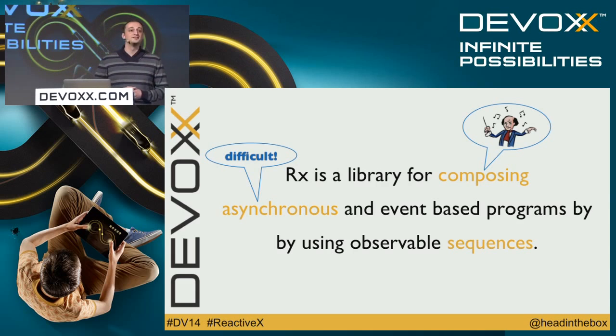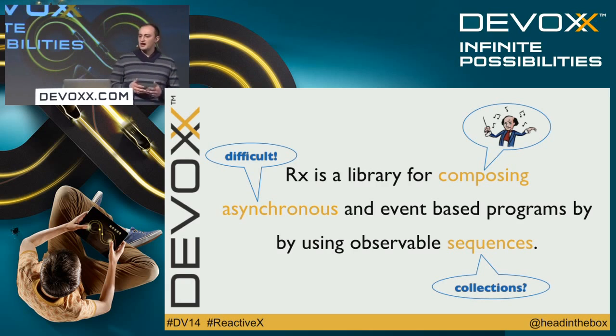But we'll have to see whether that is the case or not. And then the word sequences. Now, sequences, as a developer, I know sequences as collections, right? That's the way I usually consume sequences. So what does this mean? Are our asynchronous and event-based programs somehow now exposed to us in the form of collections? And if so, can we regard them in the same way? Do we have the same operations that we're used to on collections? Well, these are some of the questions that I hope to answer in this talk.